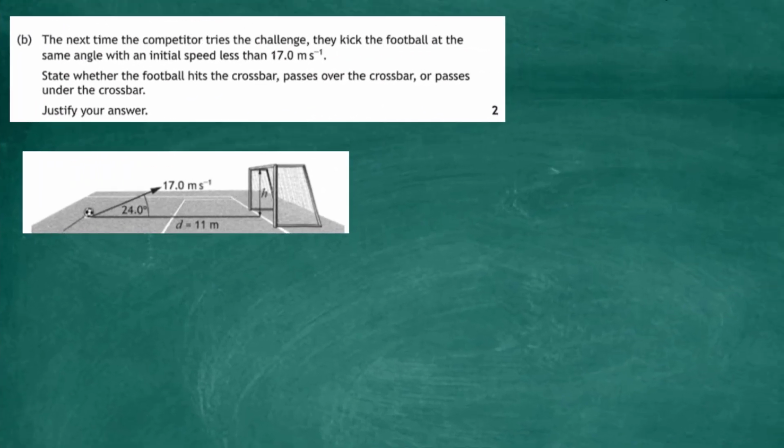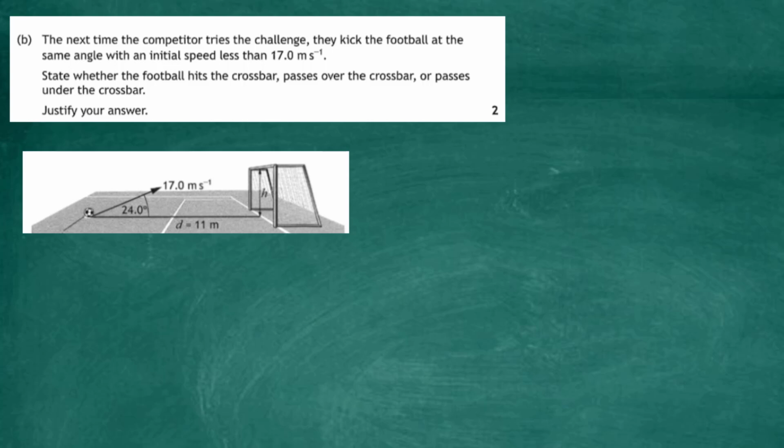Question 1, part B. The next time the competitor tries a challenge, they kick the football at the same angle with an initial speed less than 70 meters per second. And we have to state for 2 marks whether the football hits the crossbar, or passes under the crossbar, or passes over the crossbar. And we have to justify our answer. So you always must state one of those 3 statements up there and then justify your answer.